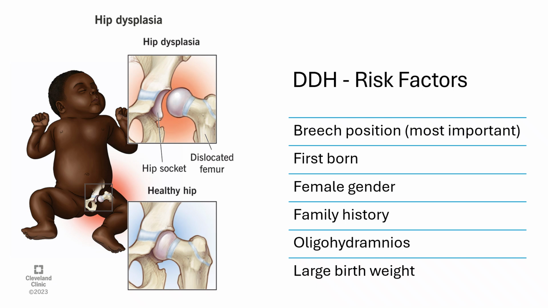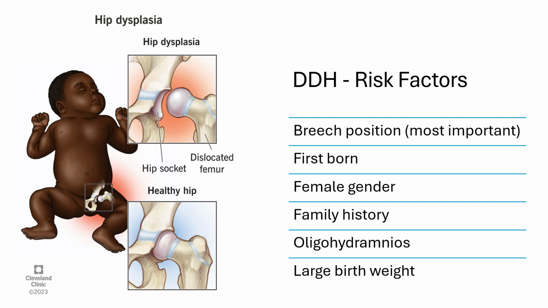Firstborn infants face increased risk due to the tighter primigravida uterus that restricts fetal movement and creates more pronounced positioning effects. The female predominance reflects increased sensitivity to maternal hormones, particularly relaxin, which crosses the placental barrier and affects fetal joint capsule laxity. Family history indicates genetic predisposition, while oligohydramnios removes the protective amniotic fluid cushion that normally allows free fetal movement. Large birth weight compounds the problem by creating additional crowding within the uterine space.